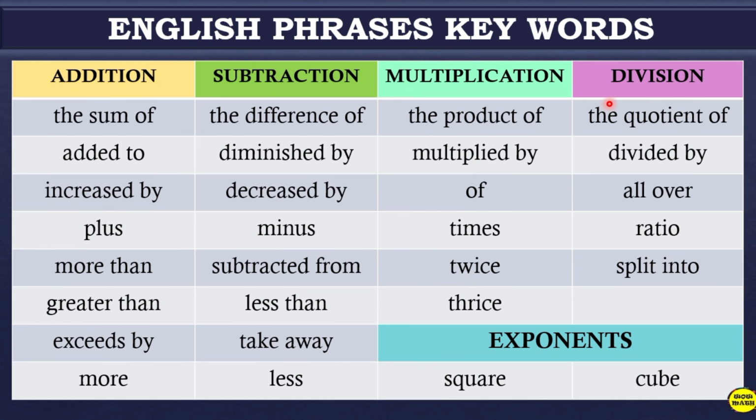And then for division, we have here the split into, ratio, all over, divided by, the quotient of. Now, sometimes, you might encounter these keywords, square or cube. Pag sinabi natin square, ibig sabihin exponent yon, so 2. Pag sinabi natin cube, ibig sabihin exponent din siya, that means 3.